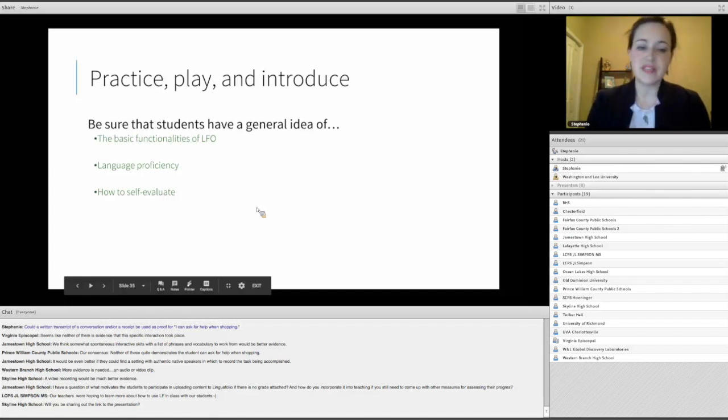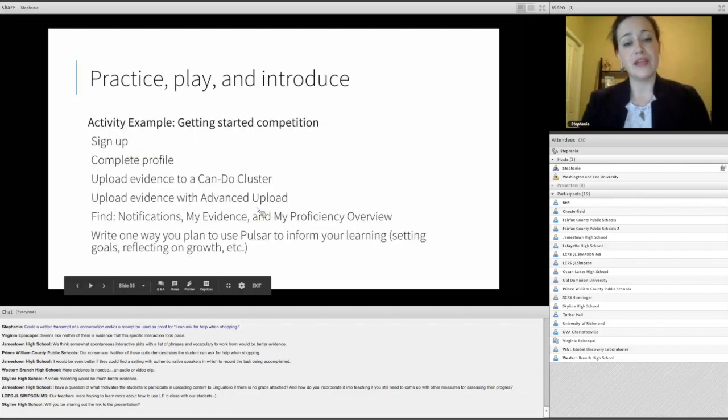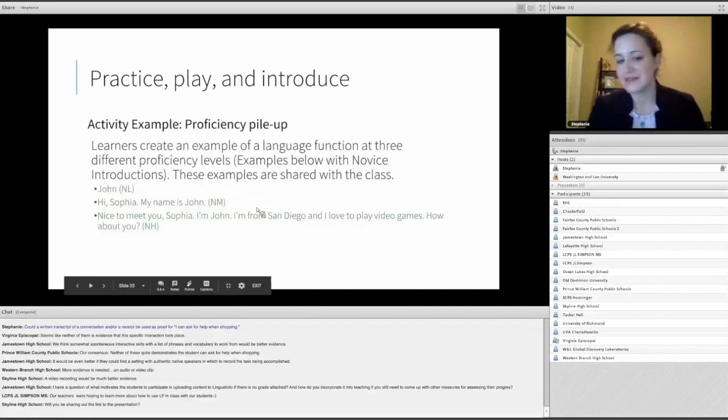You want the students to have a basic idea of how to use it, language proficiency in general, and how to self-evaluate. So here are some activities to help them get to know Linguafolio Online. Have them upload evidence to a can-do cluster, upload evidence with the advanced upload functions, and find different pieces. Spend about 20 minutes having them do a race, to see if they can find everything.